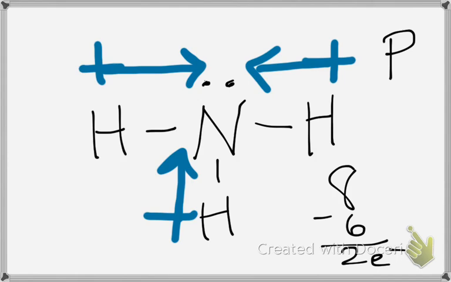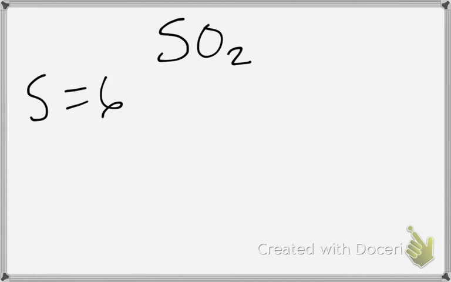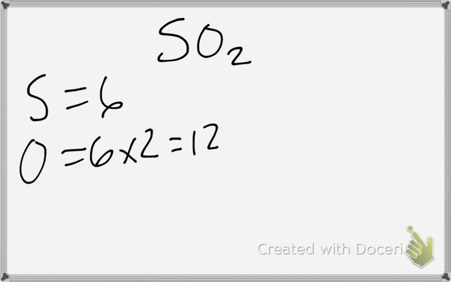Alright, so let's take a look at sulfur dioxide. Sulfur has a valence of 6. Oxygen has a valence of 6 as well. There are 2 of them, so we get a total of 18 valence electrons. Alright, and so with this molecule, I'm going to put sulfur in the middle.